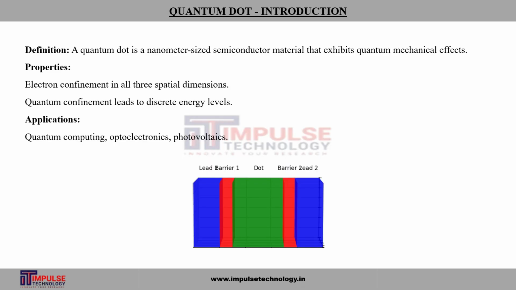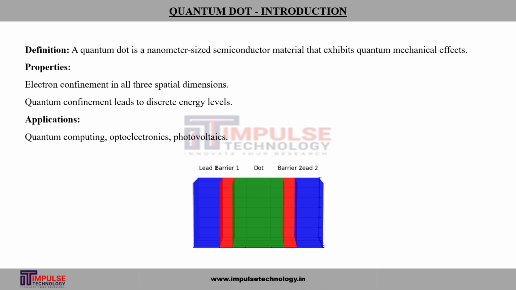Let's learn about prior concepts being used in this simulation. Quantum dots are tiny semiconductor particles that confine electrons in three dimensions. Their unique properties make them key players in cutting-edge technology like quantum computing and advanced photovoltaics.